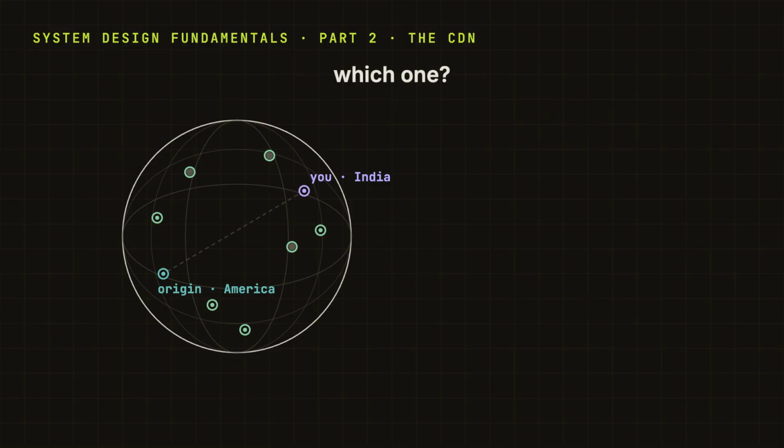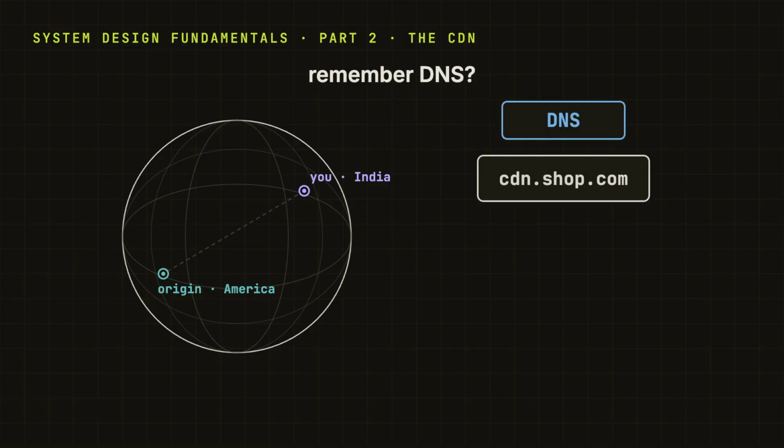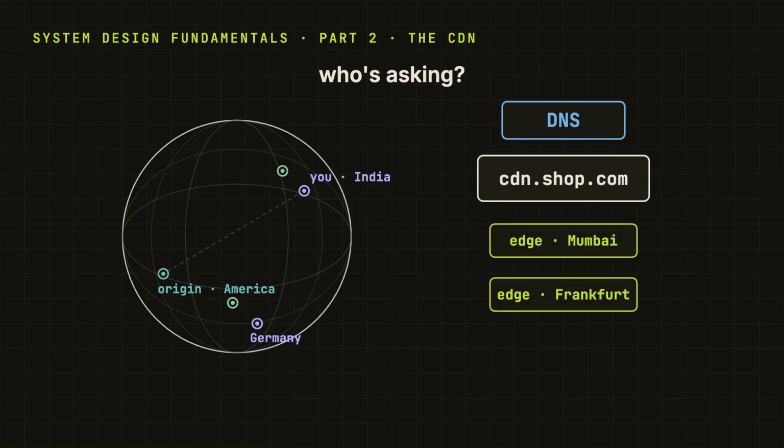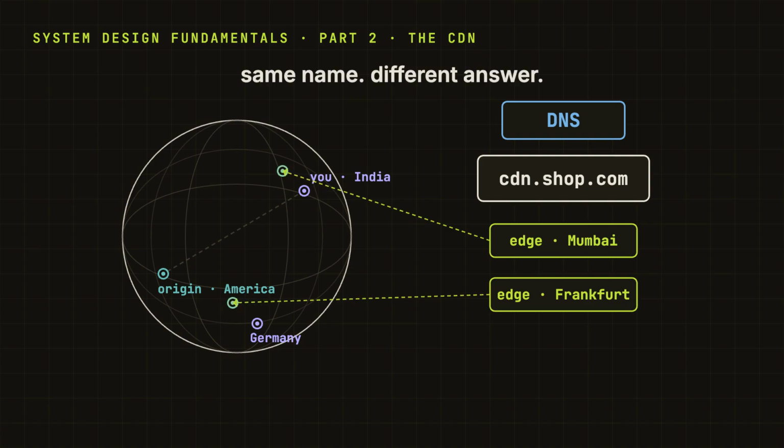And how does your browser even know which edge is nearest? This is where DNS comes back from part 1. When you look up the address for that image, the CDN's own DNS servers look at where the request came from and answer with the address of an edge close to you. So, a user in India and a user in Germany ask for the exact same name and get back two different addresses. You do nothing, the answer itself is personalized. The distance and therefore the delay drops massively.